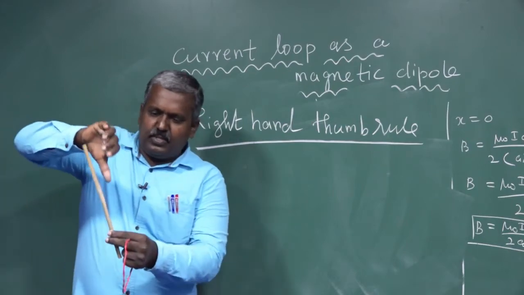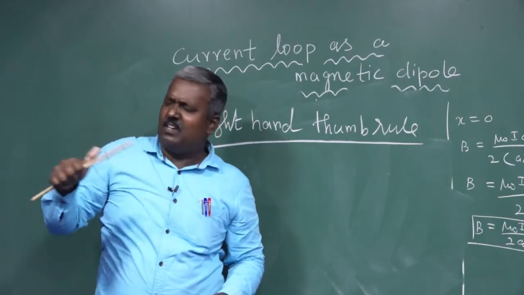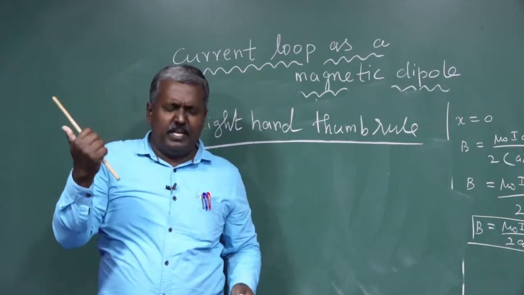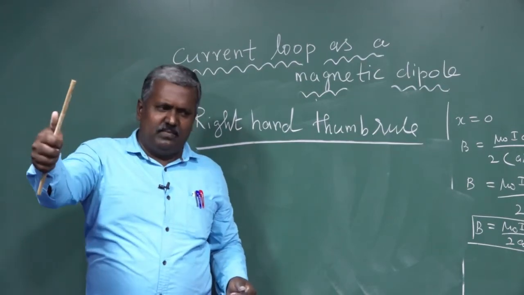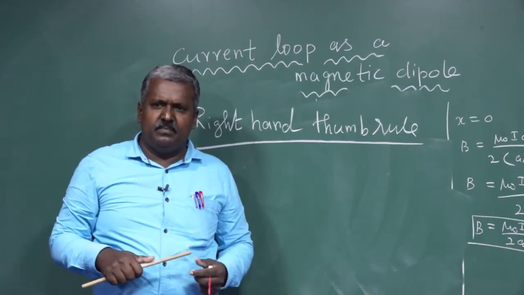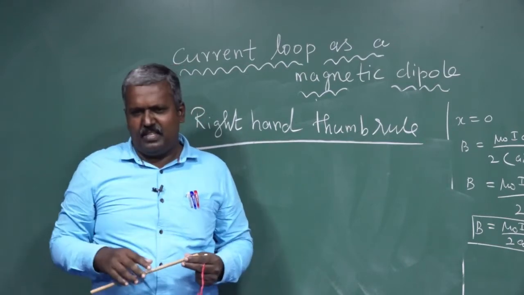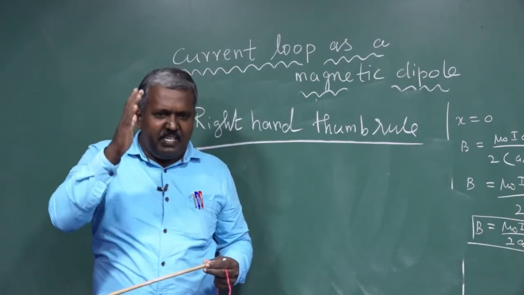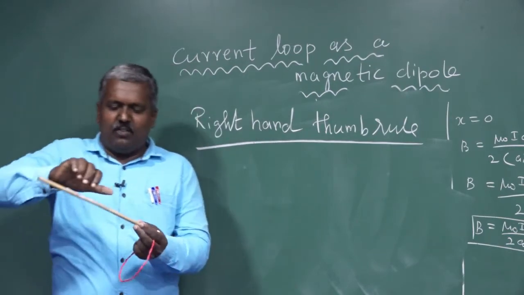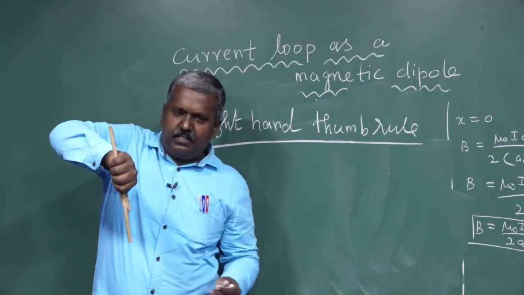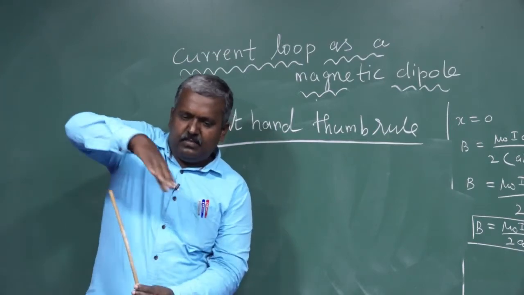Suppose the current flows downwards. The current may flow in any direction, north to south, east to west, no problem, but you can find the field very easily with the help of the right hand thumb rule. Now the current flows downwards. The direction of the magnetic field around the conductor is, very good, clockwise.